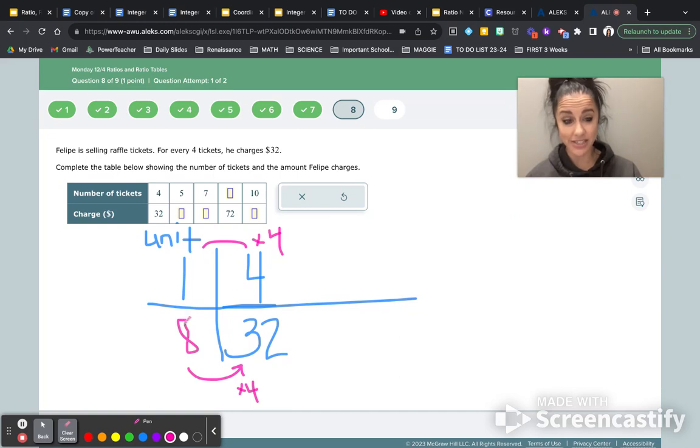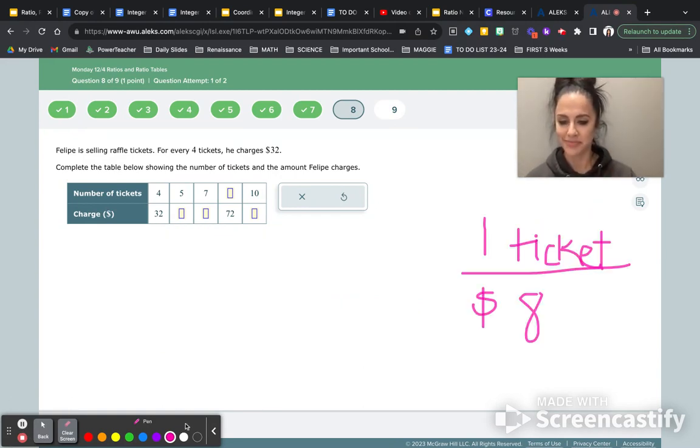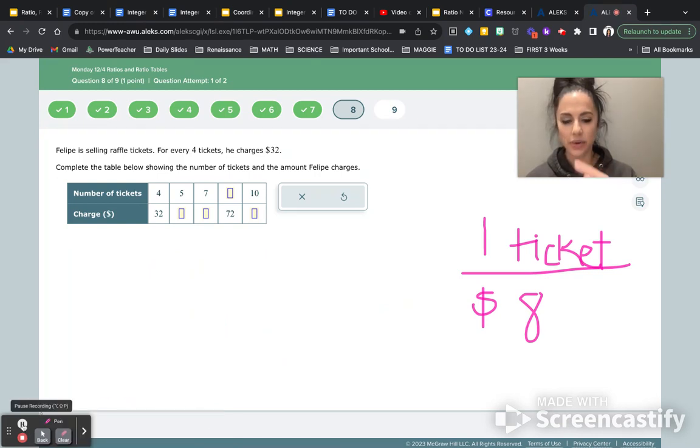8, correct? So that lets you know 1 ticket costs $8. Now you can figure out everything from here on out using this unit rate. Okay, so give me 1 second. Okay, so we just figured out that 1 ticket is $8. So let's use that knowledge to help us figure out the rest of this table up here.